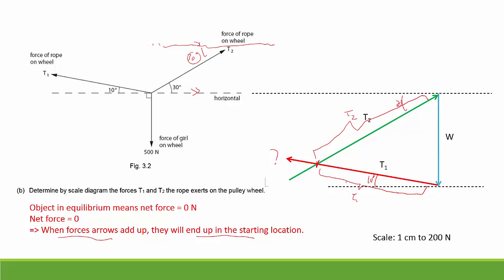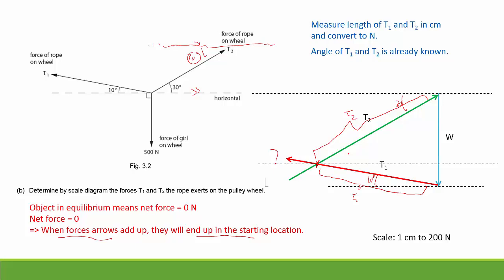So what you simply need to do is to measure the length of T1 and T2 in centimeters and convert them into Newton. In this case, the T1 and T2 angles are already known, okay, because you don't really have to indicate. This is of course 10 degrees and this is of course 30 degrees. Okay, so that's how you do and apply questions.